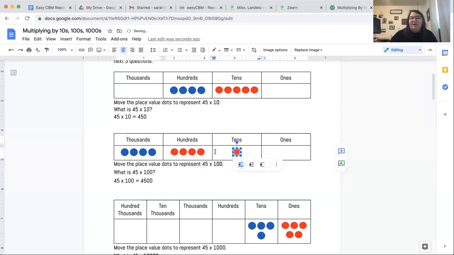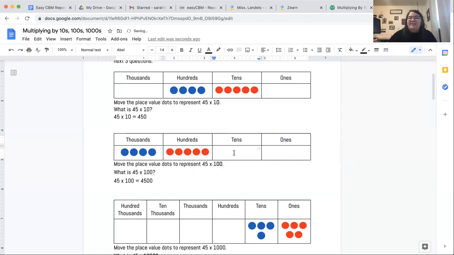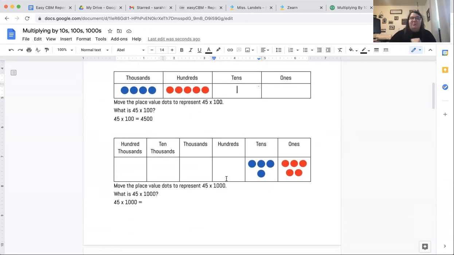And so now my place value chart shows 4,500. Nice job. The last problem that I'm going to go over with you says, move the place value dots to represent 45 times 1,000. 45 times 1,000. So now we're going to go over how many times?